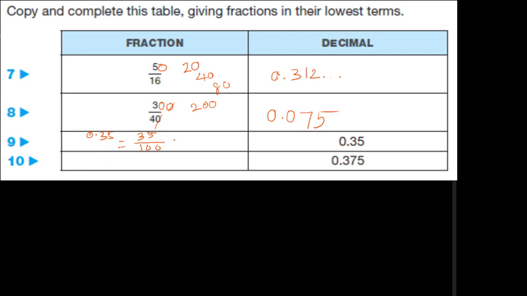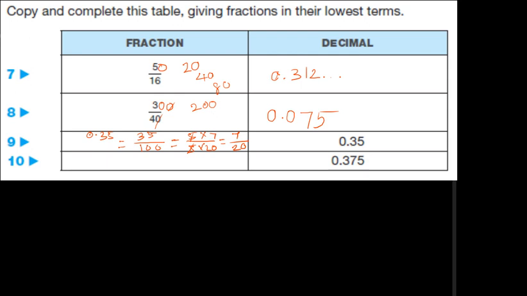Now we have to simplify this. We know that both 35 and 100 are in the fifth table. 5 7s are 35 and 5 20s are 100. So we can cut the 5 and 5. The answer is 7 by 20. There is no common divisor for 7 and 20 except 1.